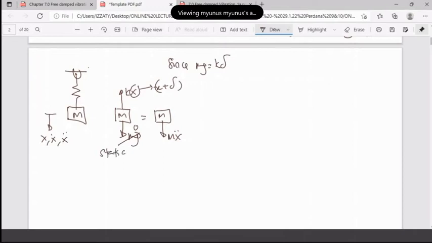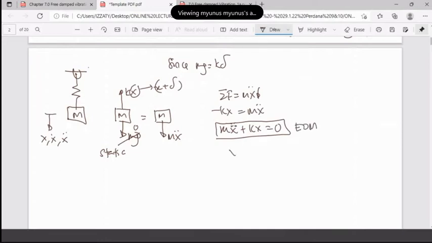Then you have that the summation of F equals mx double dot. With pointing downward as positive, you have negative kx equal to mx double dot. Correct? Then you can rearrange the equation becoming mx double dot plus kx equal to 0. This is what we call the equation of motion. Or you can also rearrange it to become x double dot plus k by m x equal to 0. You can call this the equation of motion also, but some books call this the differential equation of motion of the mass and spring system.